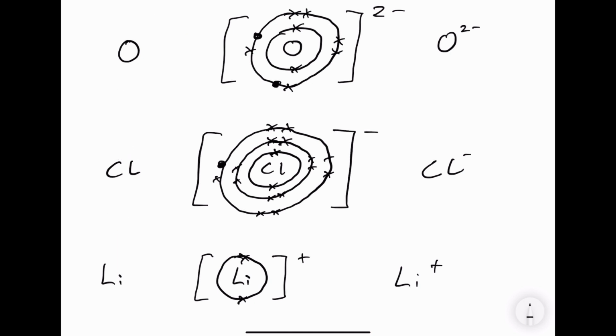Okay, and this is what you should have. Oxygen gains 2 electrons to fill its valence shell, so it has a charge of 2 minus. Chlorine, which becomes a chloride ion, gains 1 electron to fill its outer shell, so it has a charge of 1 minus. And lithium, which has 1 electron in its outer shell, loses 1 to have a single shell with 2 electrons, which means it's full, and a charge of 1 positive.